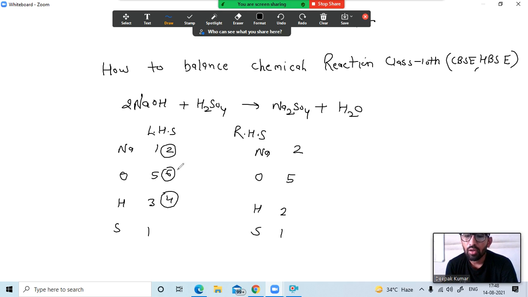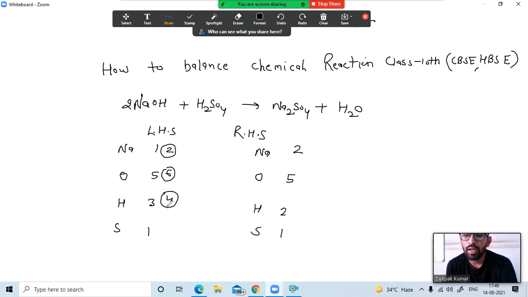After that you check the oxygen. When you check the oxygen, on the left hand side there is 4 and 2, so 6 oxygen, and on the right hand side there are 5 oxygen. There are 6 oxygen on the left hand side and 5 oxygen on the right hand side. Then what will we do?